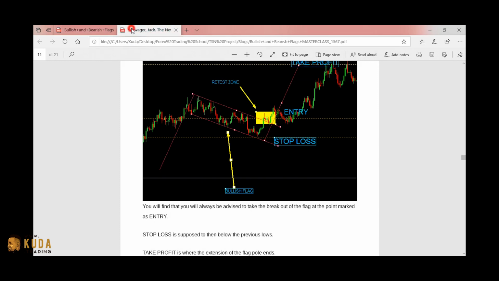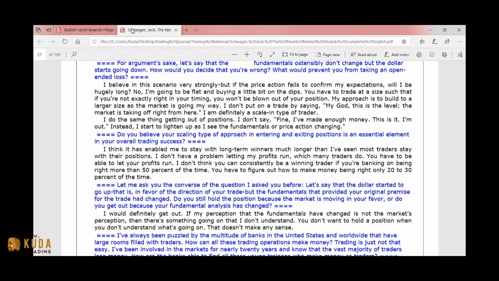That's what matters. So I've downloaded this PDF by Jack Schwager. In it, he's interviewing one of the great gurus of the Forex market back then. He's asking this trader, do you believe your scaling type of approach in entering and exiting positions is an essential element to overall success? This is a guy that made $200 million in a day, so let's hear what he's got to say. You have to be able to let your profits run. I don't think you can consistently be a winning trader if you're banking on being right more than 50% of the time. You have to figure out how to make money being right only 20 to 30% of the time.